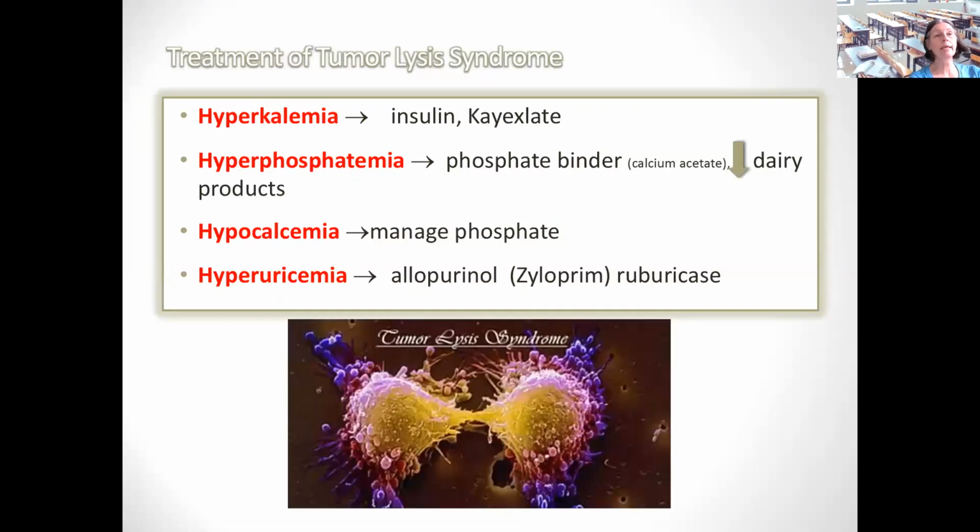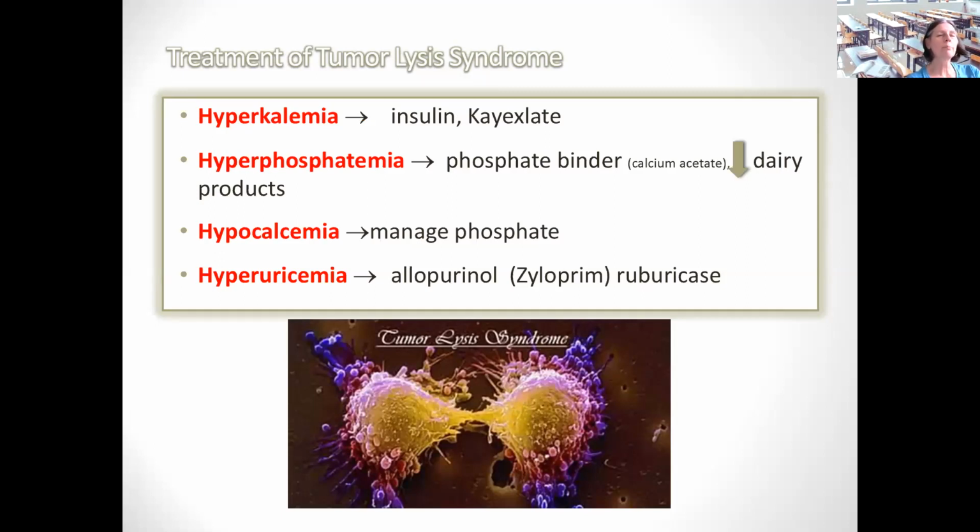So to treat the hyperkalemia, we give insulin, which pushes potassium into your cells, and Kayexalate, which causes you to eliminate potassium through your bowels. For the hyperphosphatemia, we can give the phosphate binders. I think that might have been a drug you learned earlier this year. Calcium acetate binds phosphate from your diet in your gut so that you can't absorb it. And we're also going to reduce dairy products. Take away the milk, the yogurt, and the cheese, because this gentleman doesn't need any more phosphate in his diet.